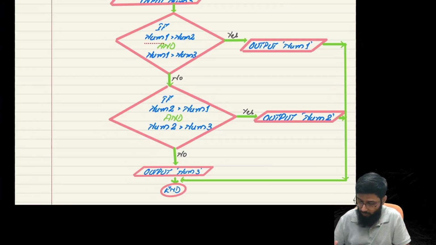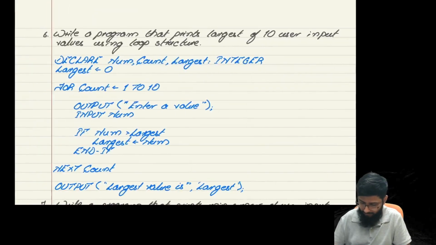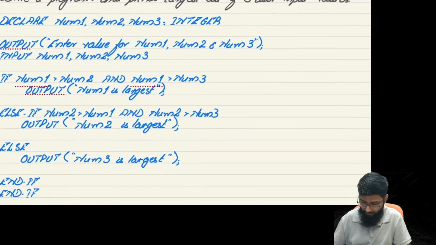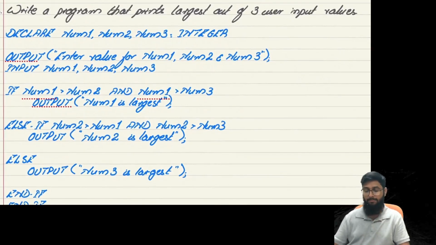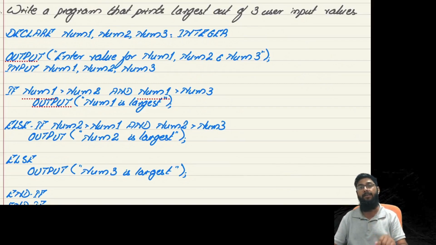Now coming towards the pseudocode for this one, how we are going to solve this in pseudocode format. Okay, right over here. It says write a program that prints the largest out of the three user input values. So we need to declare num1, num2, num3. All of them will have an integer data type, and we do not need to initialize anything. Why not? Just because they are user defined.